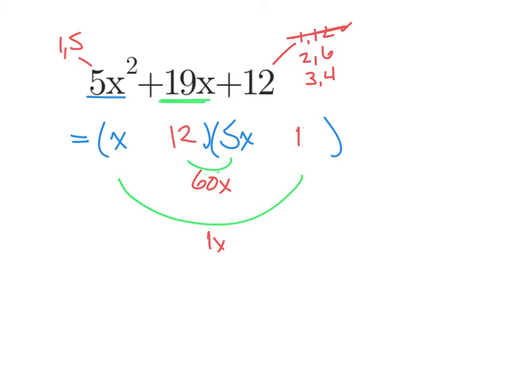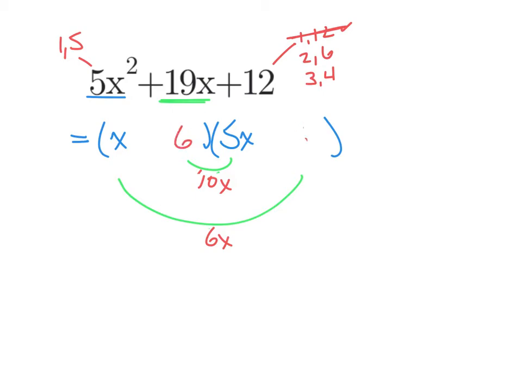So let's just move on down the list. We'll go with 2 and with 6, and then check them. On the outsides, x times 6 is 6x. On the insides, 2 times 5 is 10x. 10 and 6, is that going to make 19? No. So we switch them around.